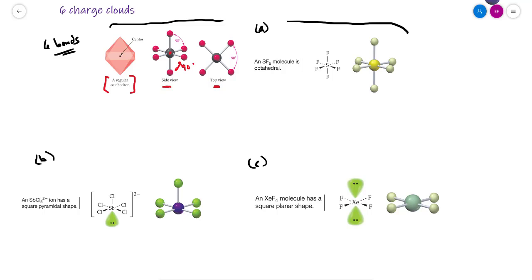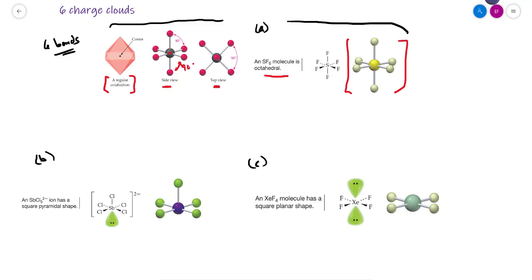So the actual example, this is just generically showing you what an octahedron is. A real molecular example is sulfur hexafluoride, or SF6 molecule. And this thing is just a perfect octahedron. So really high symmetry, interesting molecule.